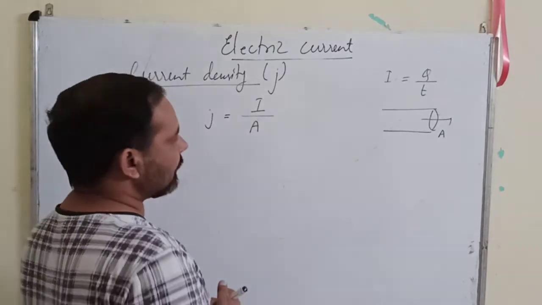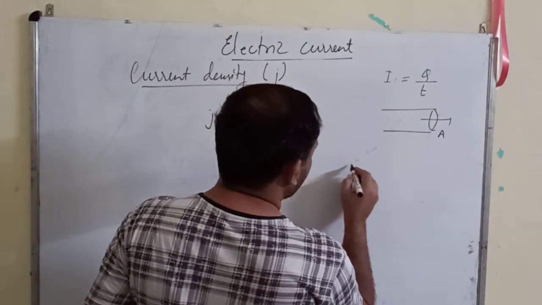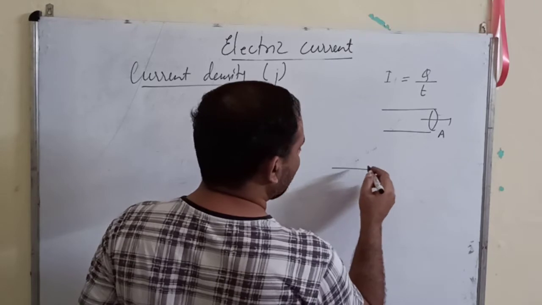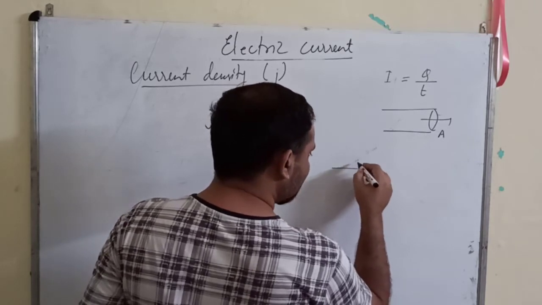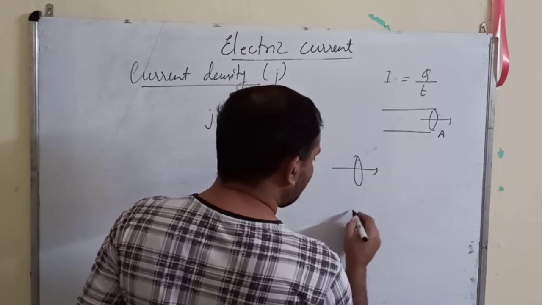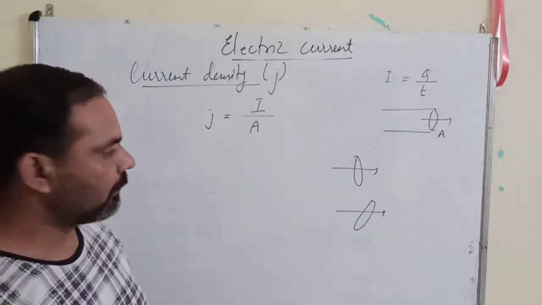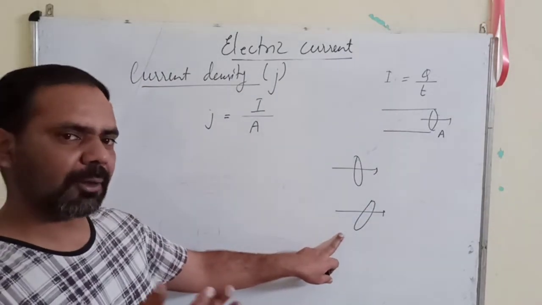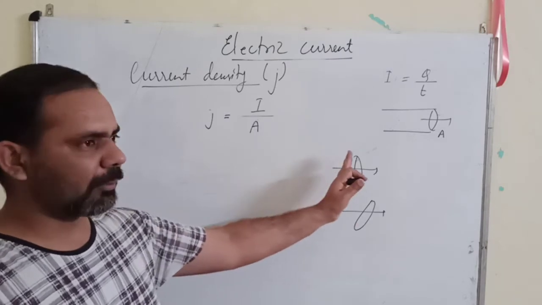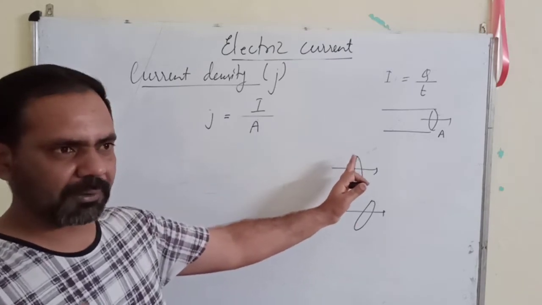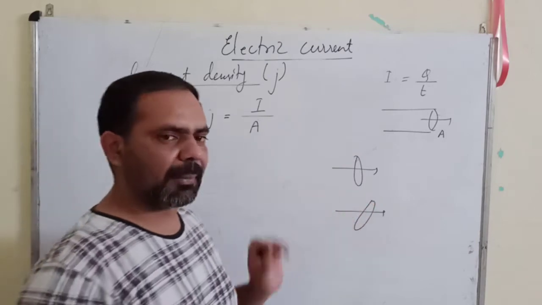Now in some cases, suppose your current is moving in this way and your area of cross section is not perpendicular, rather it is like this. The cross sectional area is not perpendicular to the direction of the flow of the charges, but is at some angle theta.